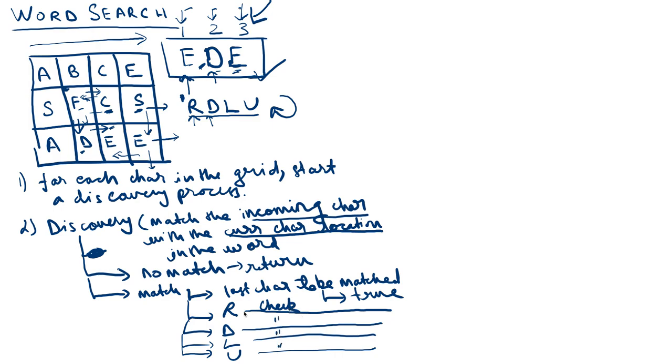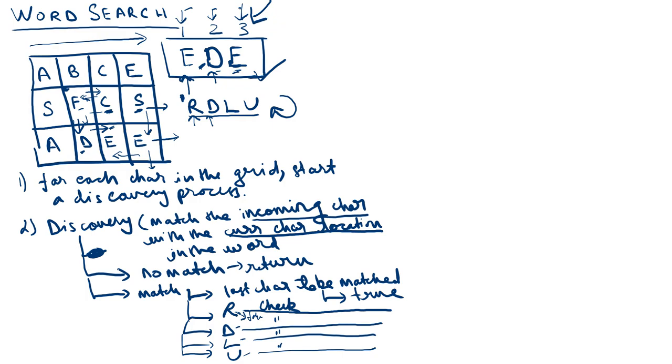Another important thing is that, for example, if this right direction navigation returned a true value, which means that the word was found somewhere, then you don't need to look at the down, left and upward directions. Only if this discovery process returned a false do you need to discover the other directions.